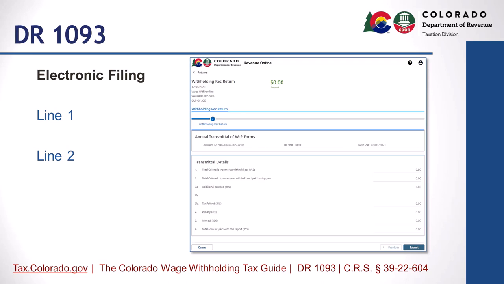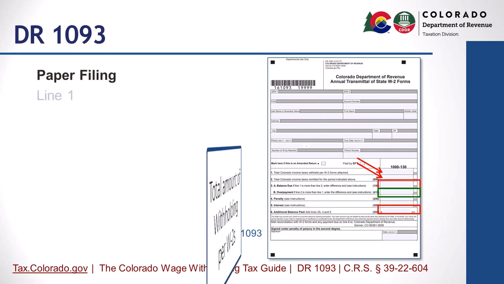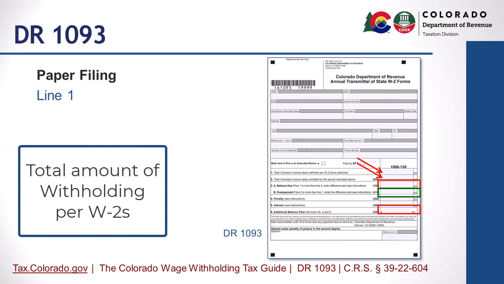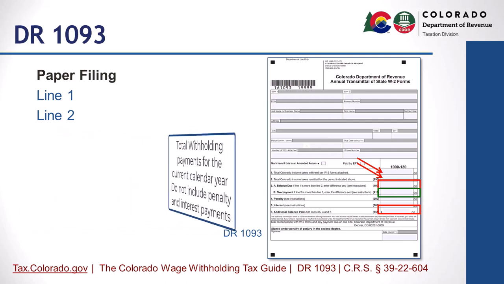If there is a balance due reported, and the reconciliation and payment are not received by the due date, the Department of Revenue will calculate the penalty and interest and send a bill. The filing form in Revenue Online and the paper filing form DR 1093 are identical in their line numbers and used for reporting. Line 1 is the total amount of Colorado withholding withheld from all Colorado employees per the W-2s. Line 2 is the total amount of withholding payments that were submitted to the Colorado Department of Revenue for that calendar year. Do not include any amounts paid for previous calendar years or for penalty and interest.